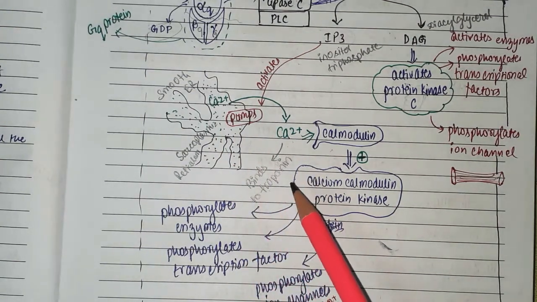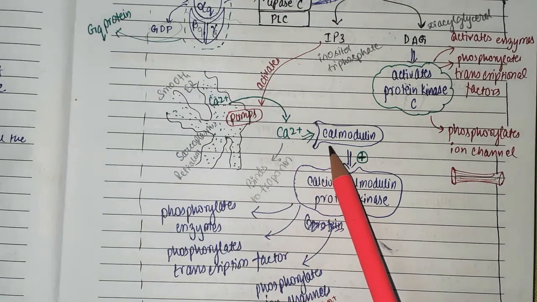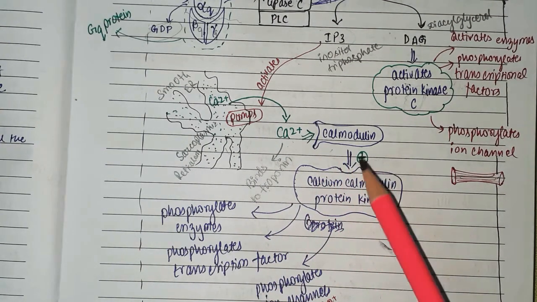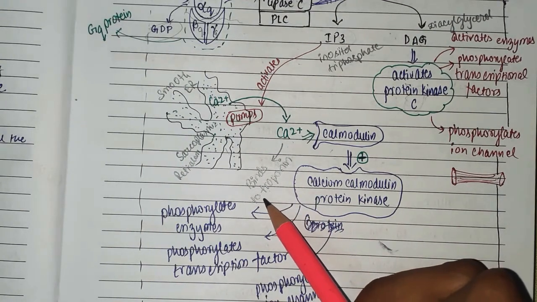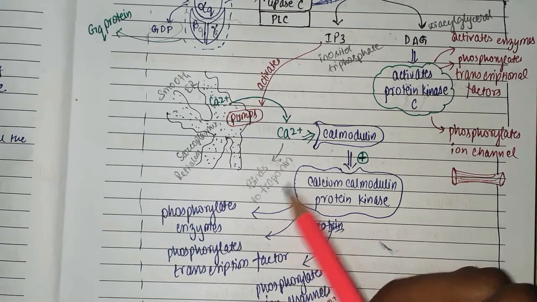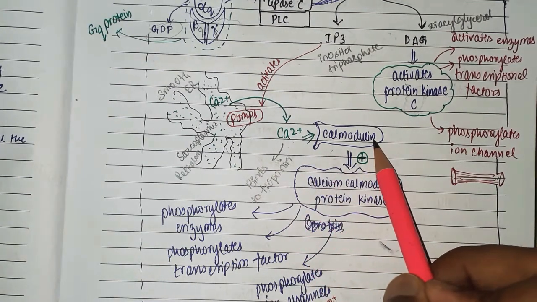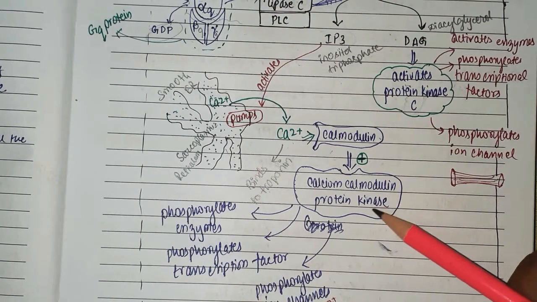And calcium has various roles. It can bind to troponin, it can bind to a protein which is known as calmodulin. On binding with troponin, calcium exposes the masked sites of attachment of myosin with the actin filament. So it brings about contraction of the muscles. And if it binds with calmodulin, calmodulin in turn activates calcium calmodulin protein kinase.